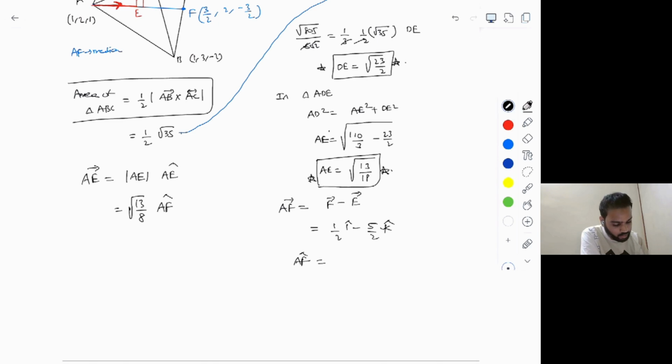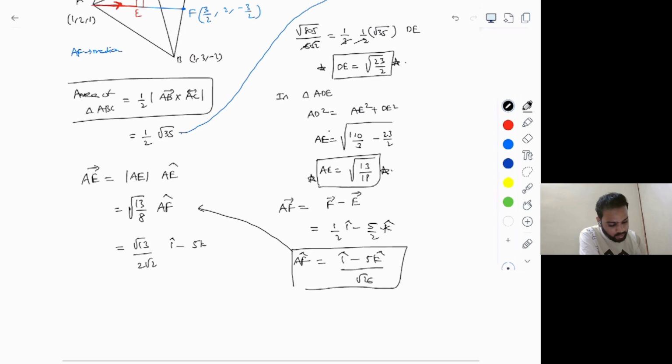just taking the unit vector, right? So if you take the unit vector, it will be clearly I cap minus 5K cap whole divided by square root of 26. So take this value of AF cap and substitute. So from which you get square root of 13 divided by root of 8 is 2 root 2, and this is I cap minus 5K cap whole divided by square root of 26.